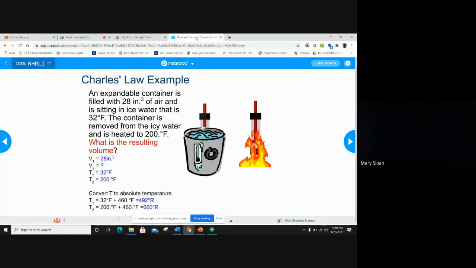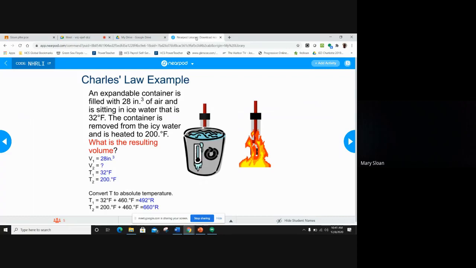Well, you need to change the temperature, Miss Sloan, because your temperature can't be in Fahrenheit. It has to be in Rankine, right? So I'm going to add, what do I add to it? 460. I add 460 to that, I get 492. And for this one, I get 660 Rankine.